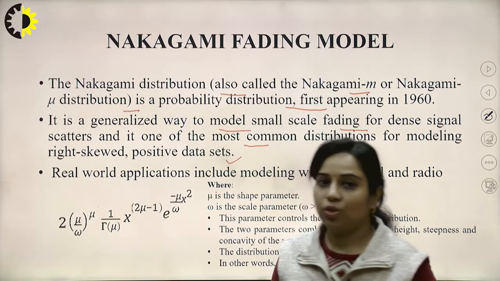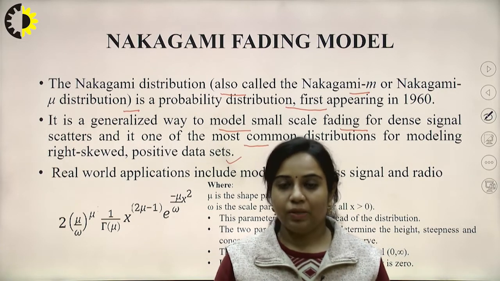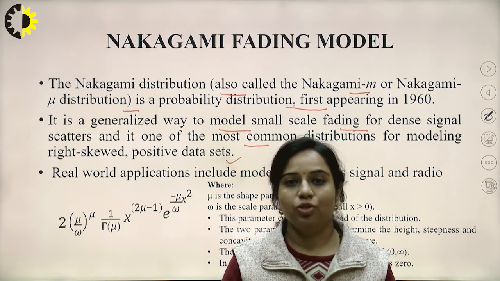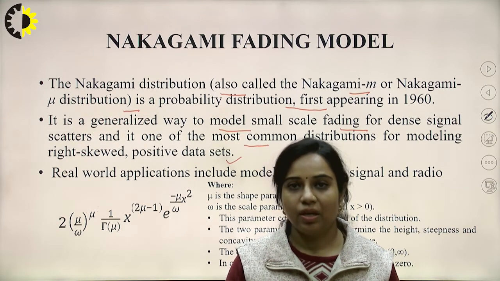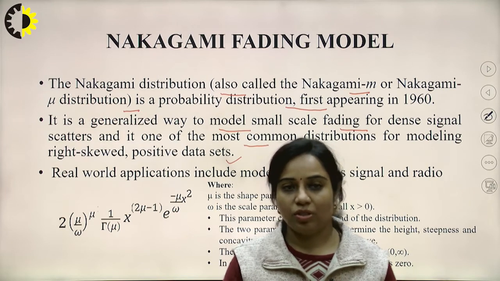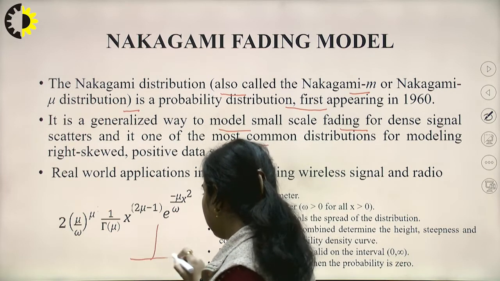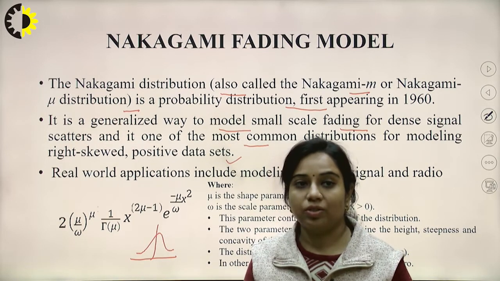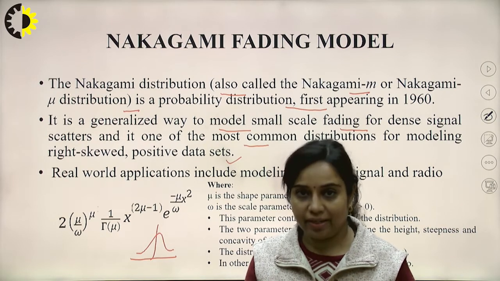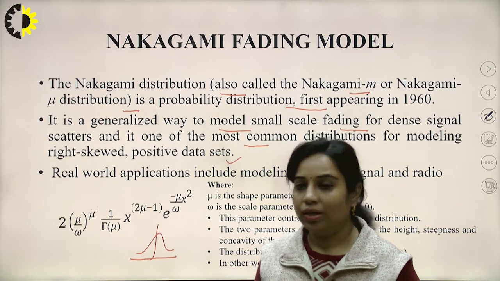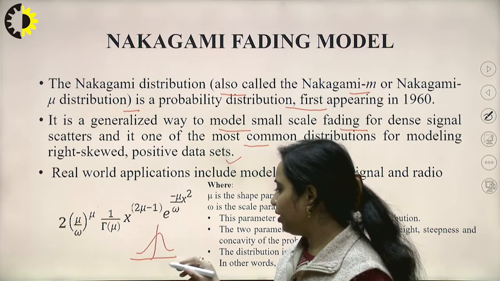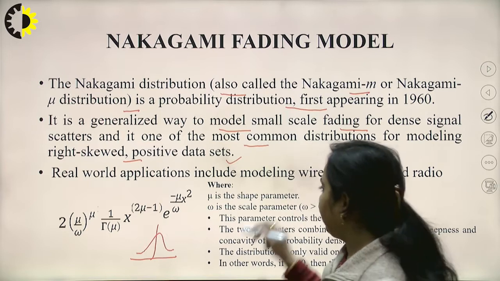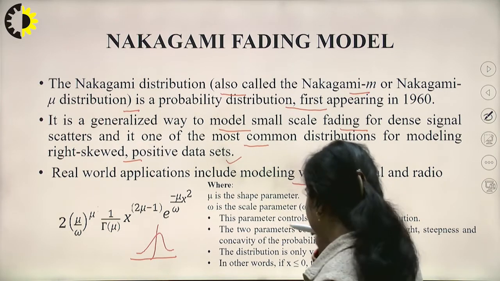Now what is right skewed? Skewing is basically right skewed and left skewed. When the probability distribution function is designed, which is somewhat like a Gaussian distribution, then some of the signals are skewed to the right hand side and some are skewed to the left hand side. This depends on the data set that we are considering for visualizing this particular PDF. So it is generally used for right skewed data. The real world applications include modeling wireless signals and radio signals.